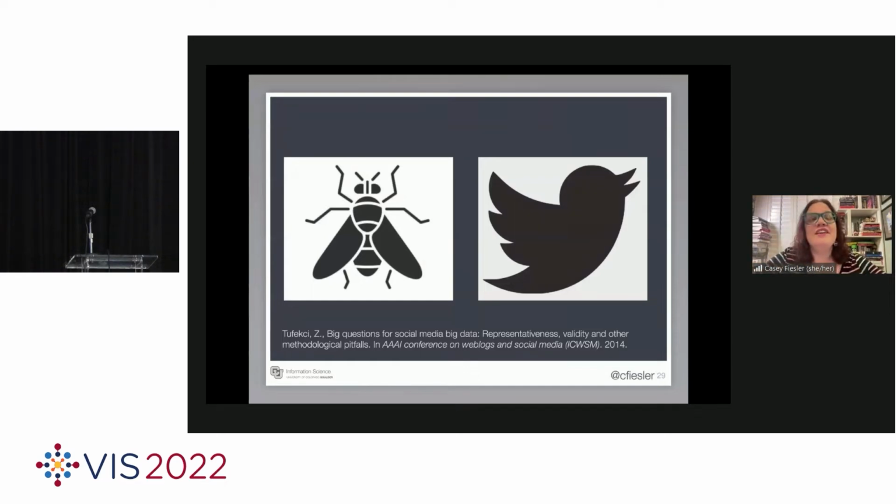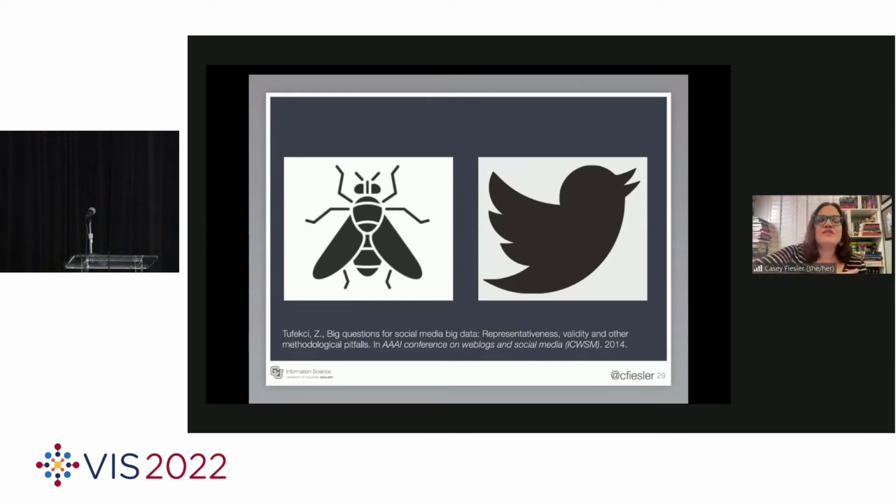So in 2014, Zeynep Tufekci wrote a paper about social media big data, a fairly early paper on this topic. One of the things she pointed out was that Twitter in particular has the model organism problem. Twitter is like the fruit fly. We don't study Twitter because it's the best data. The user base of Twitter is not the most representative user base of everything, right? We use Twitter data because it's easy to study. It's the same reason people study fruit flies: because they have short lifespans.